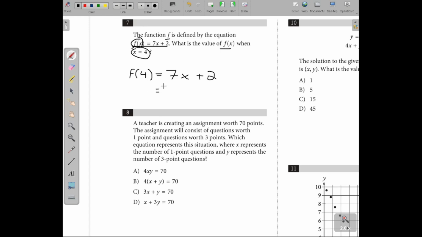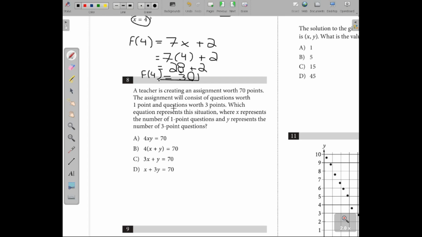This function is going to be equal to 7 times 4. We replace the x, plus 2, which is equal to 7 times 4, 28, plus 2. Our answer is 28 plus 2, 30. This function of x when x is equal to 4 is equal to 30.